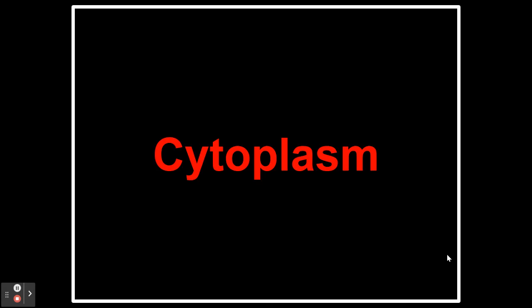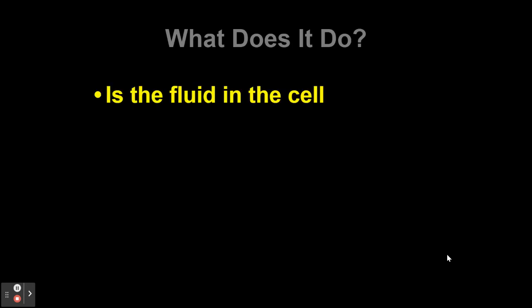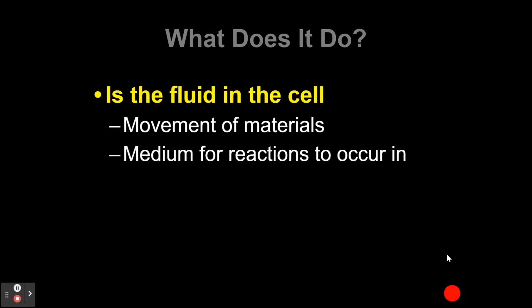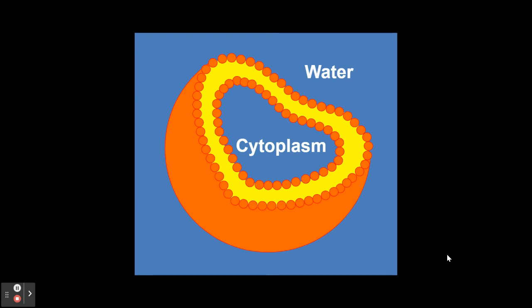Now, the cytoplasm is pretty simple for our perspective because all we're going to really think about it as is the fluid in the cell. So cells are mostly filled with water and proteins and things like that. And the cytoplasm is basically that fluid in the cell. And it allows for the movement of materials. It's the medium for reactions to occur in. It's also just where everything is kind of floating. So here it shows the cytoplasm on the inside, that's the fluid on the inside, and then very often there's water on the outside of the cells.